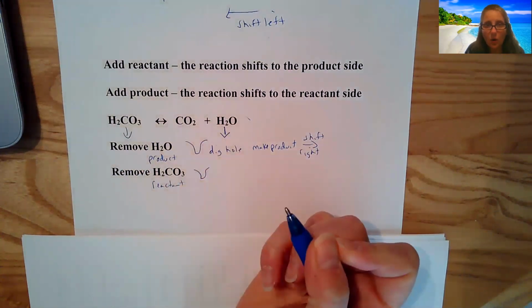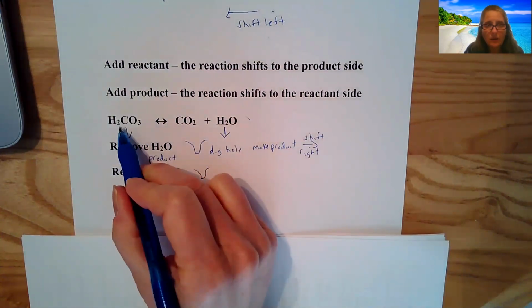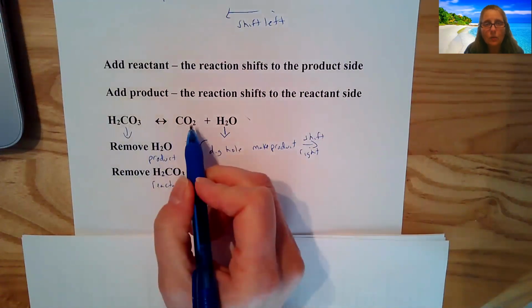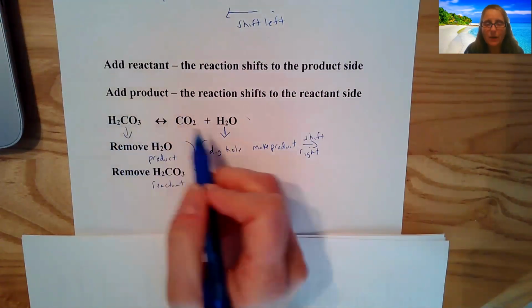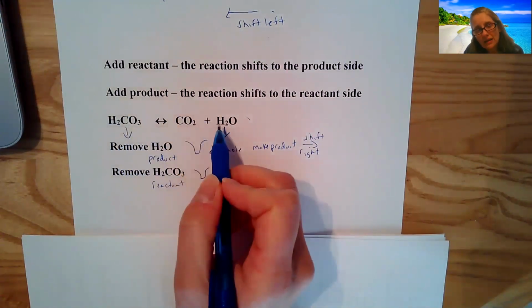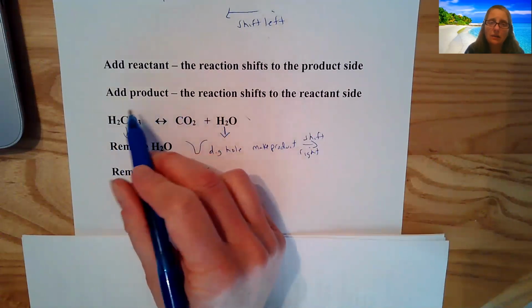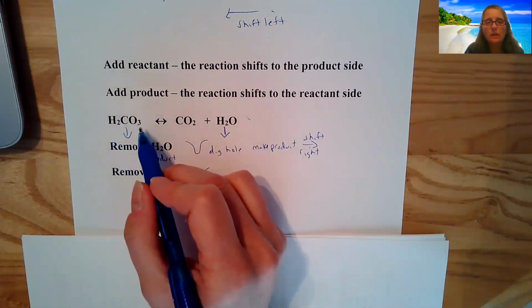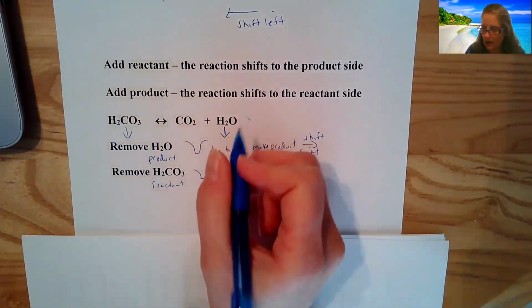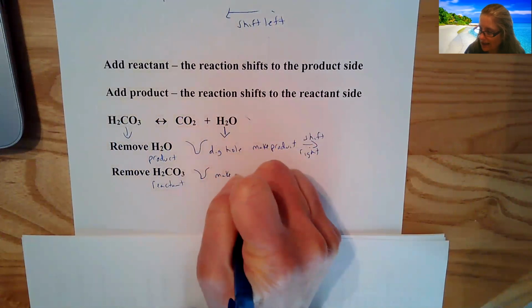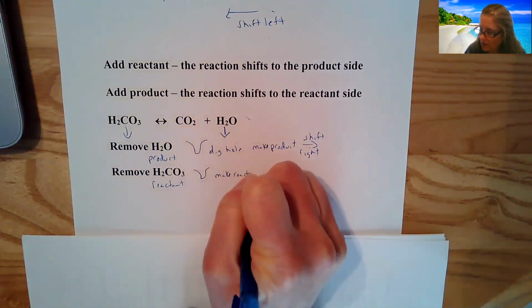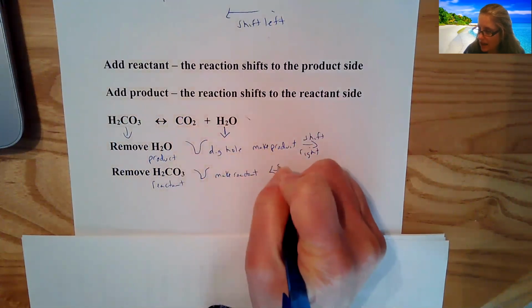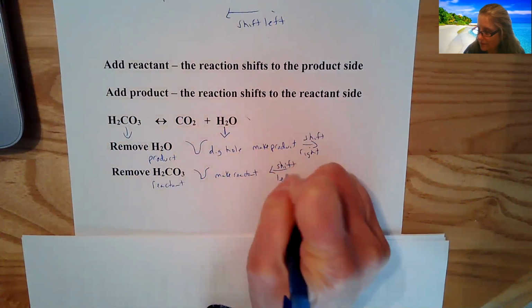Again, I'm digging a hole. So since I'm digging a hole on the left-hand side, it doesn't like that. It wants to fill that hole back up. So what it's going to try to do is take the CO2 and the H2O and make it back into H2CO3 to alleviate that stress. So I'm going to end up shifting it to the left. So I'm going to make more reactant, so I am saying I am shifting left.